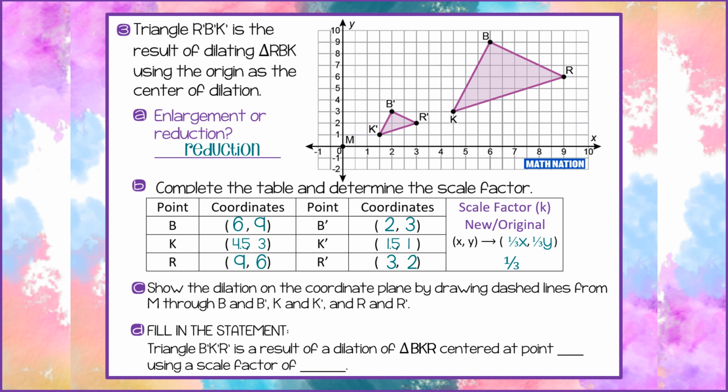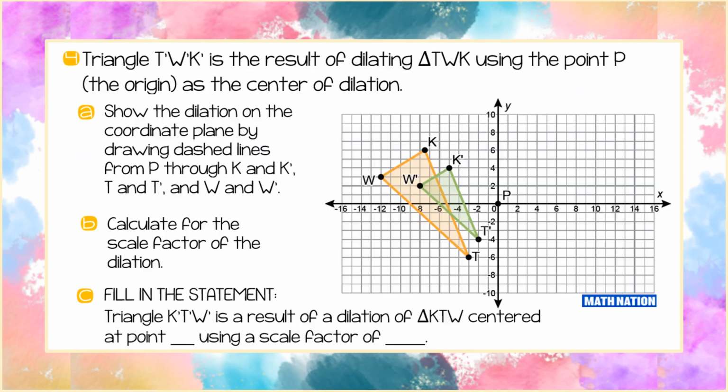Show the dilation on the coordinate plane by drawing dashed lines from M through the corresponding points. So through the B's and through the K's and through the R's. Triangle B prime, K prime, R prime is a result of a dilation of triangle BKR centered at point M using a scale factor of 1/3. Problem 4. So we have triangle T prime, W prime, K prime.